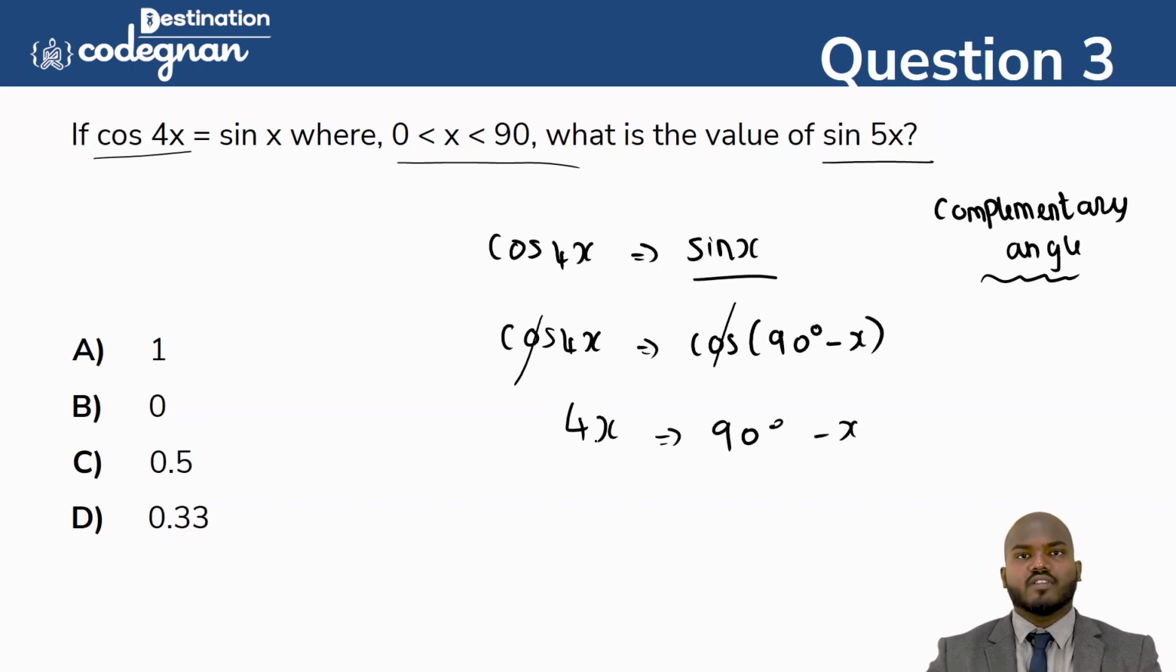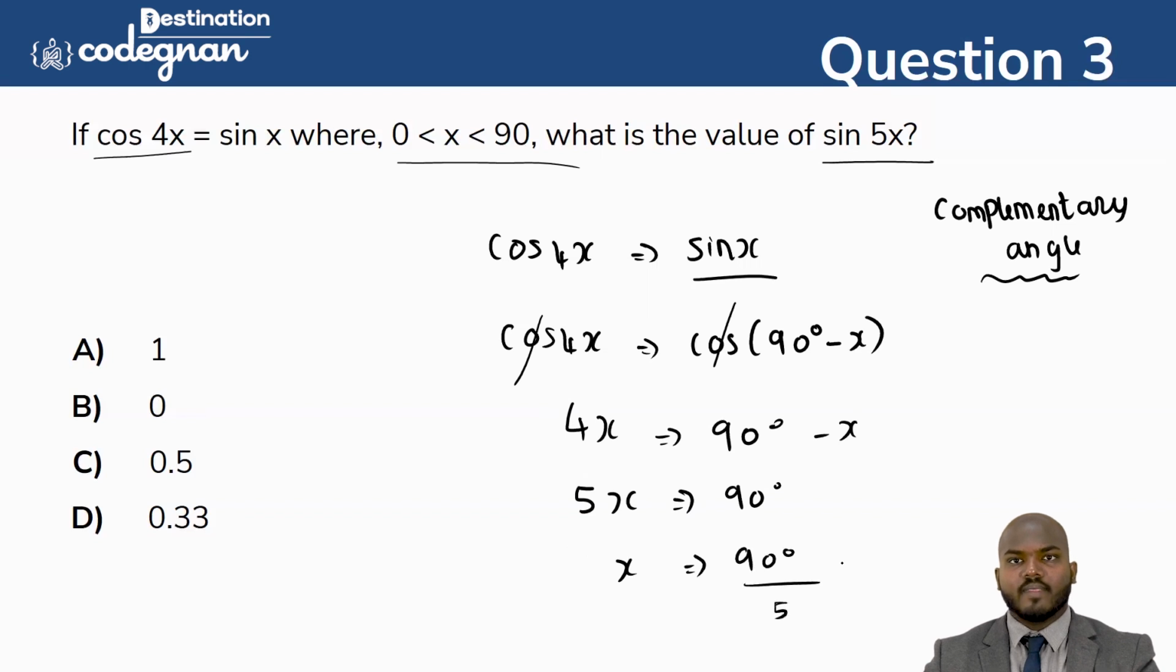You take the value of x to this side, and it will be 5x remaining here, which is equal to 90 degrees. And you can say that x is equal to 90 degrees over 5. If you work it out, that gives you 18. This is how I get it here.